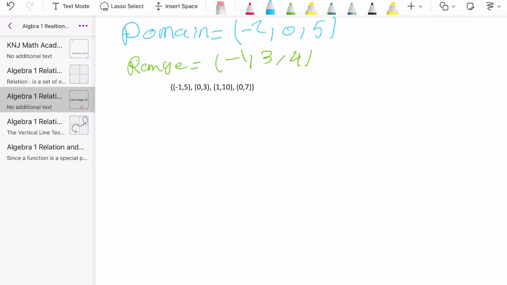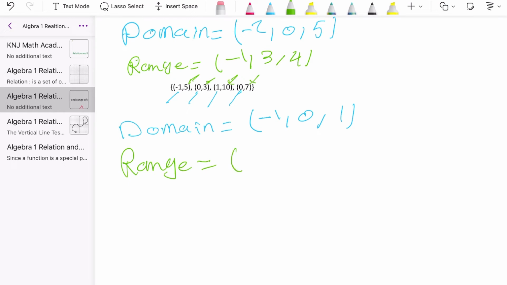The next example, we'll start with the domain first. The domain, it's all x coordinates. So my domain, I have minus 1, 0, 1, and 0 repeated again. So I have minus 1, 0, and 1. And what is my range? That's all y values. So I have 5, 3, 10, 7. Let's make it in order. 3, 5, 7, and 10.